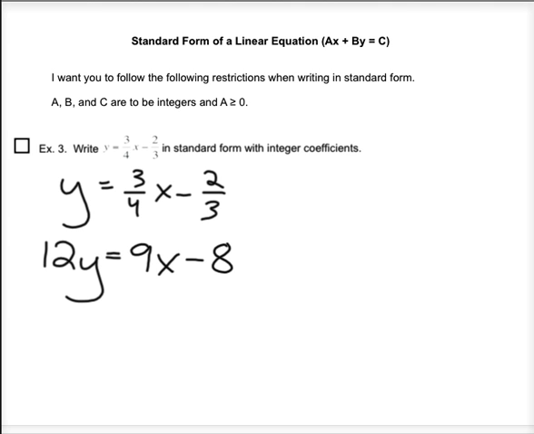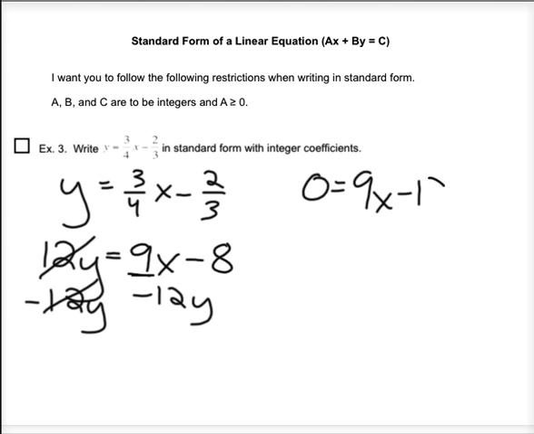The next piece, we need x and y on the same side, and we want the x to have a positive coefficient. All right, so what that's telling me is this 9 is good where it is. It's already positive. I want the y with it. So what that means, I'm going to subtract off 12y from both sides. So that'll give me 0 equals 9x minus 12y minus 8. So I have my x and y together now.